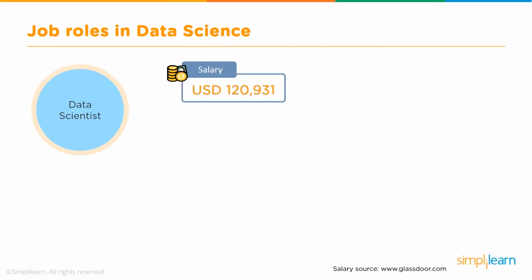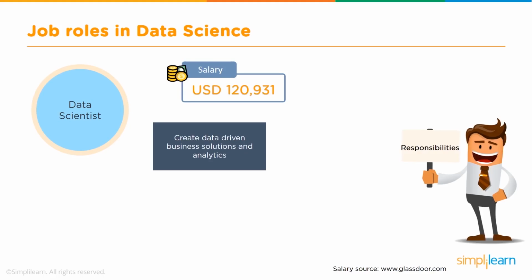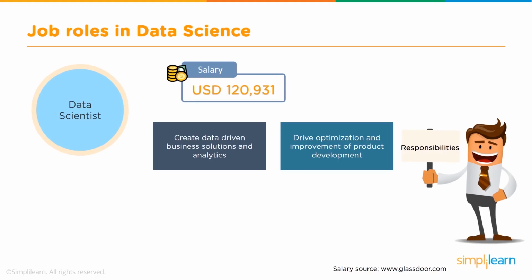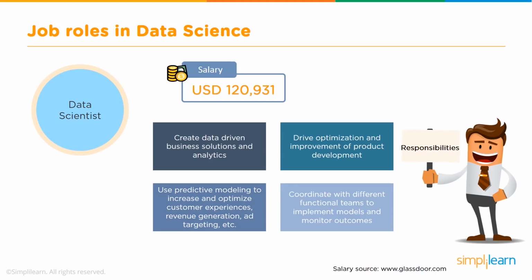Data scientist. A data scientist earns around $120,000 per year, and these are their responsibilities: to create data-driven business solutions and analytics, drive optimization and improvement of product development, to use predictive modeling to increase and optimize customer experience, revenue generation, targeting, and so on, and coordinating with different functional teams to implement models and monitor their outcomes.